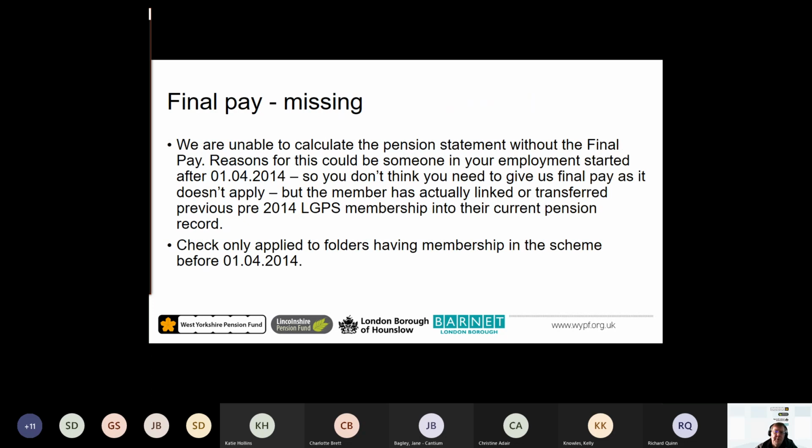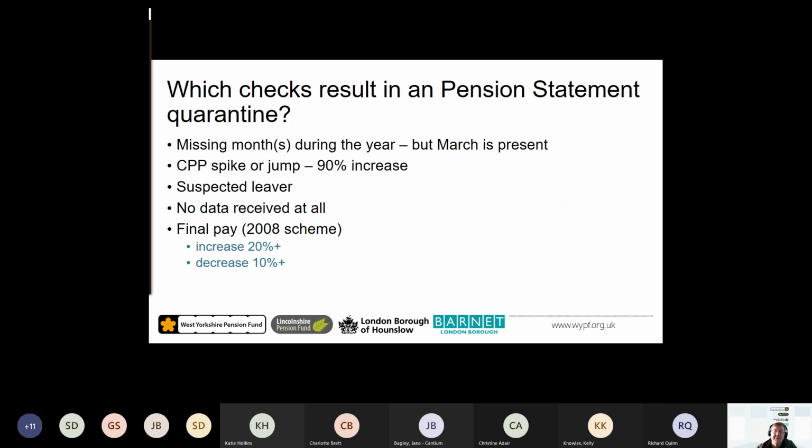Final pay, we've covered most of this, but basically, if there is no final pay and they've got pre-2014 service, we are going to query this. Bear in mind you may not be aware that they've got pre-2014 service because it's been linked or transferred in to their current record from a previous employer. So those are the blocks.